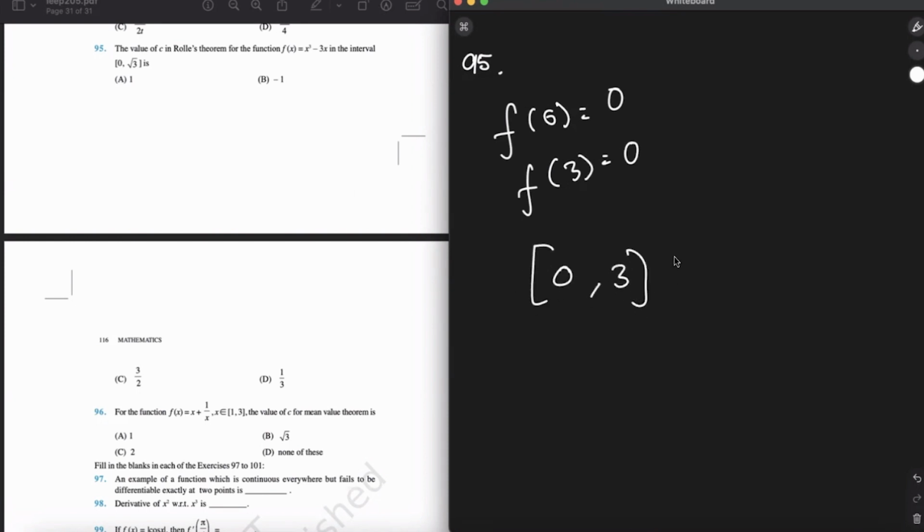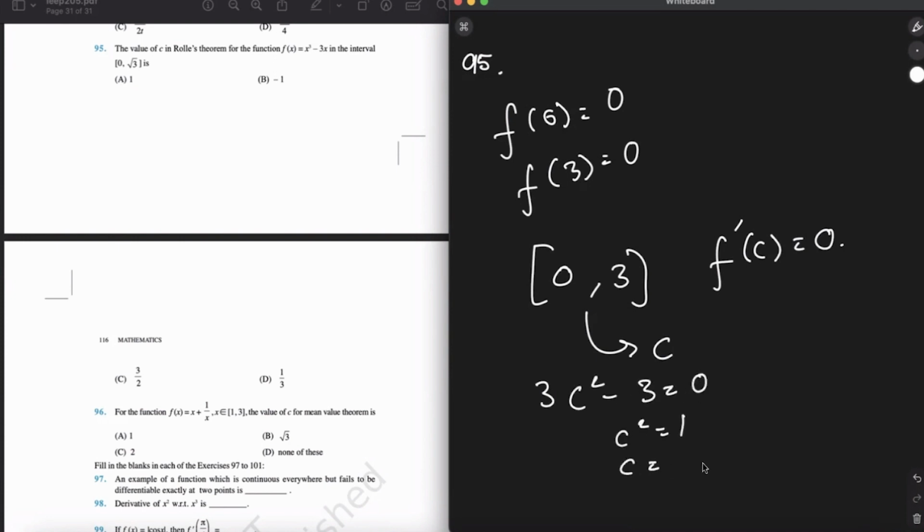There will be at least one value c where f dash c will be equal to 0. This is Rolle's theorem simply put. So if I differentiate it, I'll be left with 3c square minus 3 equal to 0. c square is equal to 1 and c is equal to plus minus 1. But only plus 1 will be between 0 and 3. So the value where Rolle's theorem is applicable will be at x equal to 1. And why not at x equal to minus 1?